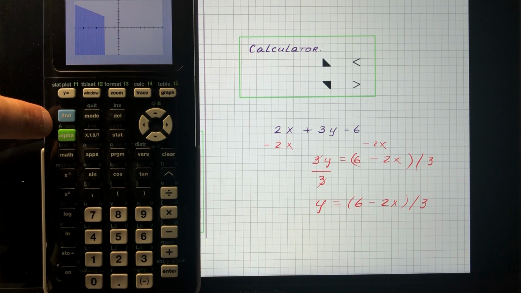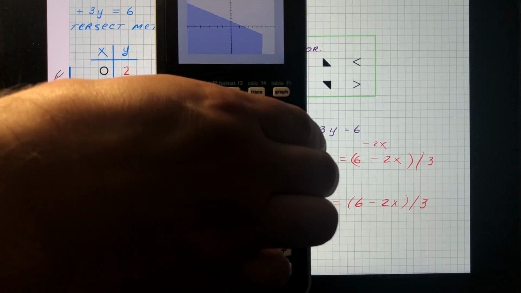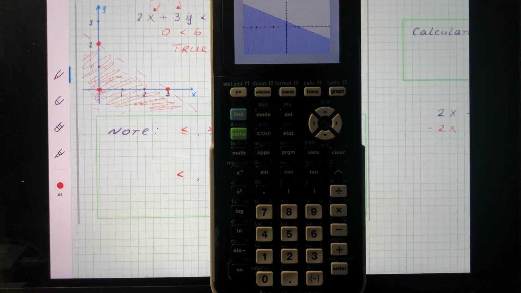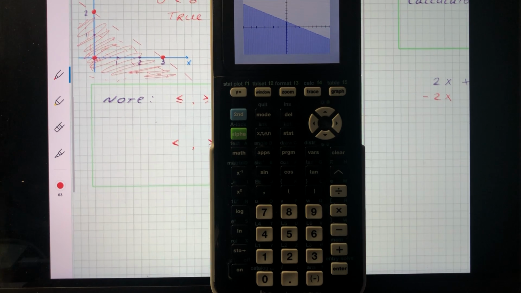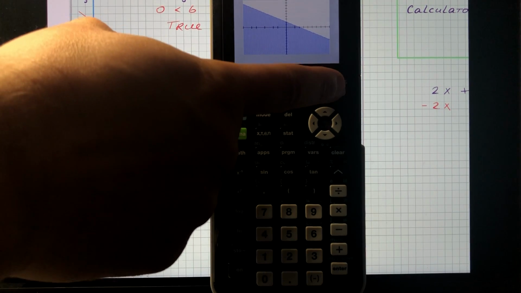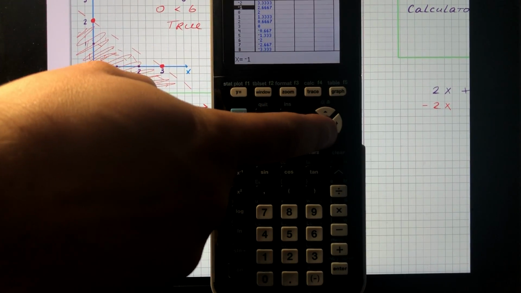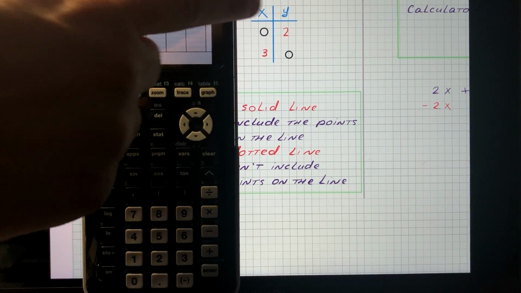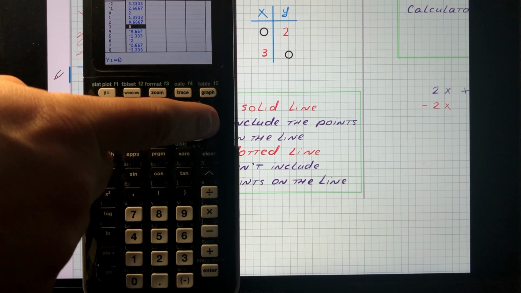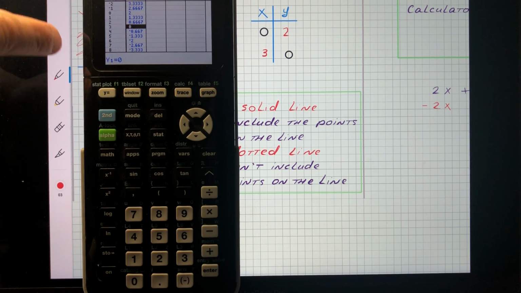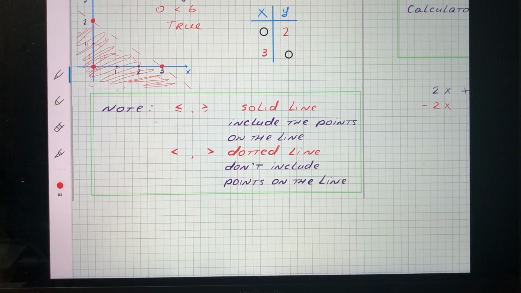So here is the calculator version of the answer, and here on the other side is our version of the answer, and they look exactly the same. If we wanted to check the points, we can also go to second table and find our intercepts 0, 2, here they are, 0, 2, and 3, 0. So the line we just saw went through exactly the same points as our picture that we made by hand, which confirms that the two are exactly the same.